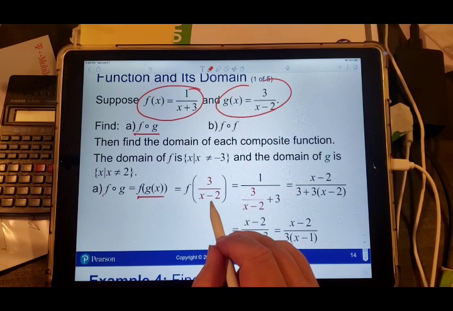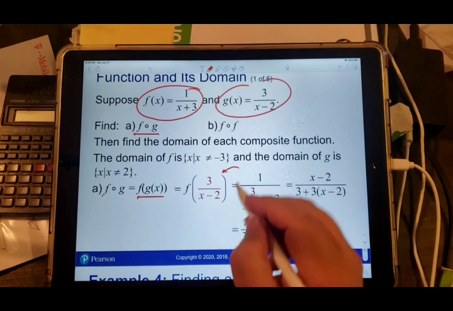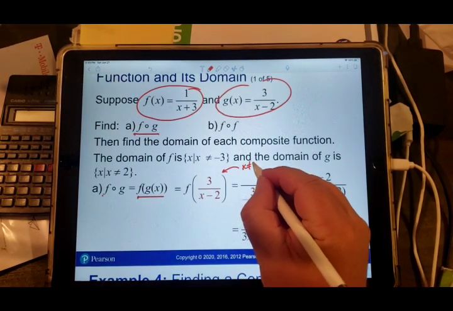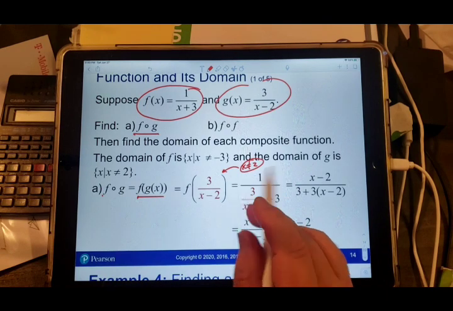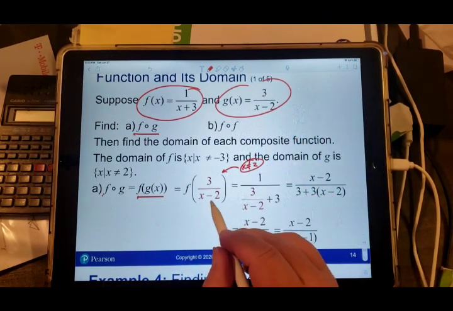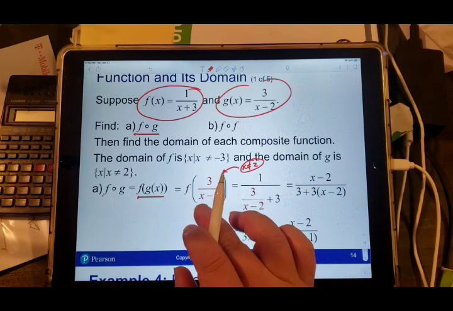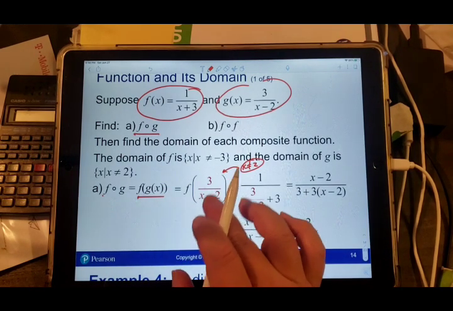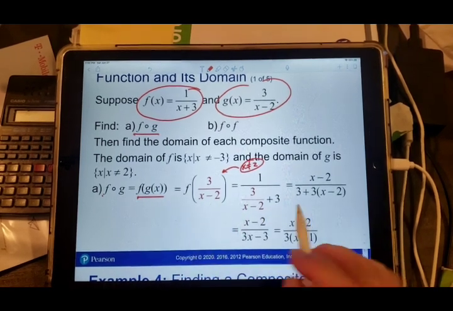Now, right this second, I would say, you know what? x cannot equal 2. I might not write it here, but I just kind of keep track. x cannot equal 2. Why? Because if it were on this step, I'd be taking f of something undefined. So as soon as you see that, keep track.